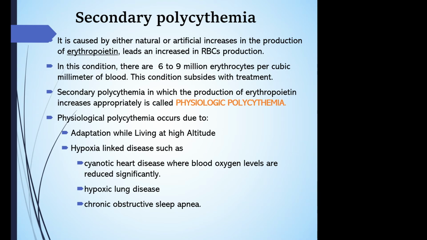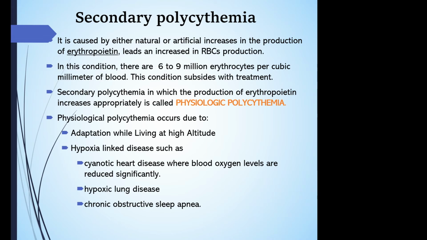As I told you, secondary polycythemia can also be because of environmental factors and other factors that can lead to polycythemia, such as increased erythropoietin because of any reason, and it can be increased because of the movement towards high altitude, so there will be adaptation.